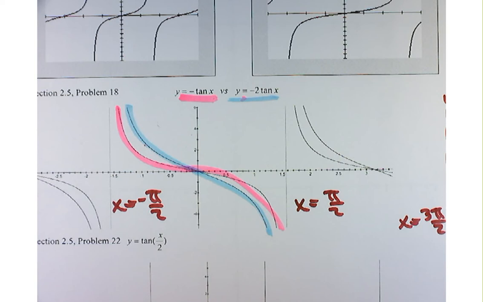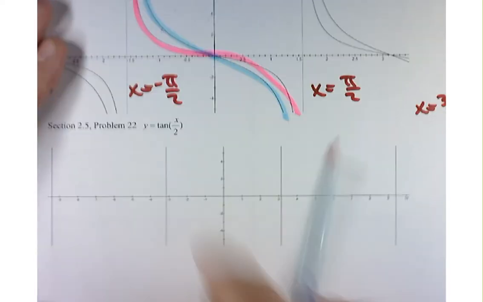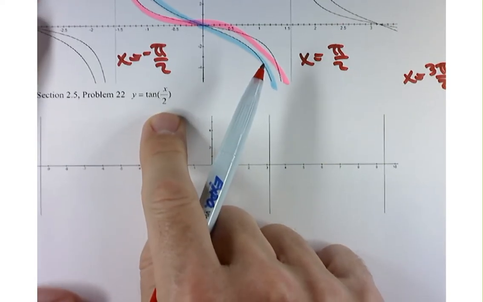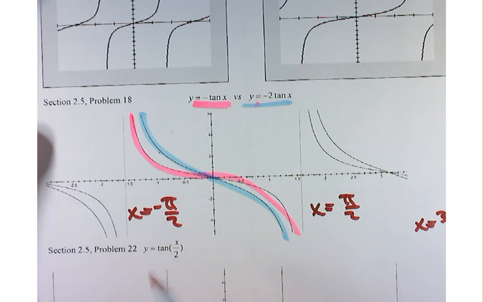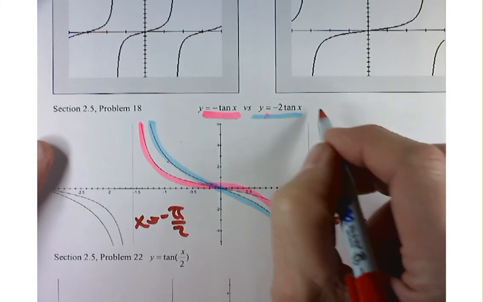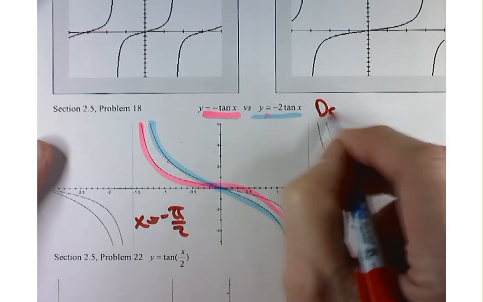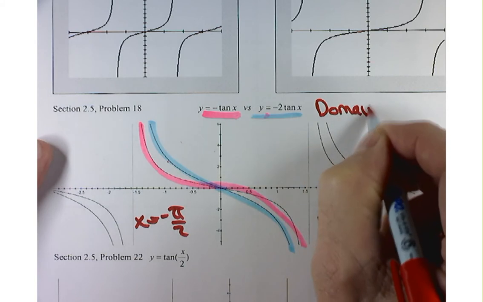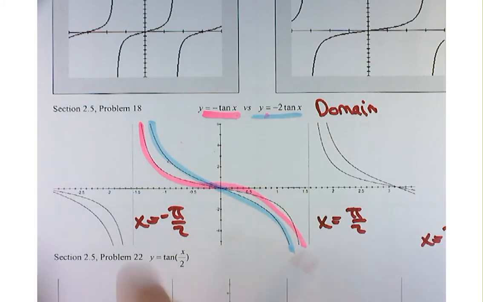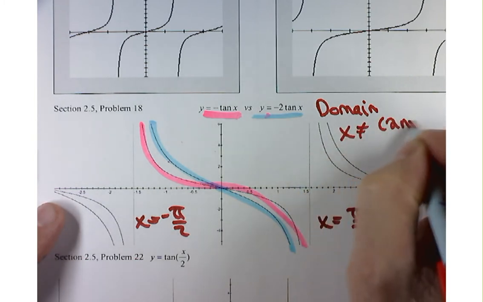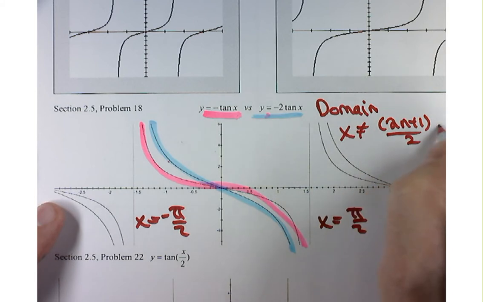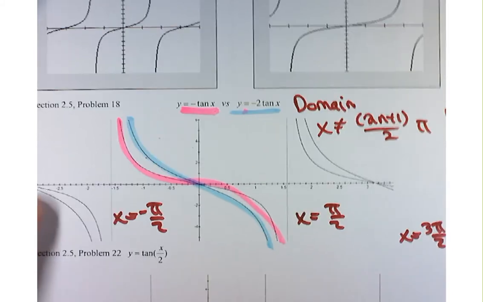All right, nice. But let's work on a little bit more challenging one, the graph of the tangent of x over 2. Before I get there, maybe I should take note of the domain and the range. Domain is everything except these values. So it's x not equal to (2n plus 1) over 2 times pi. It's everything except those.